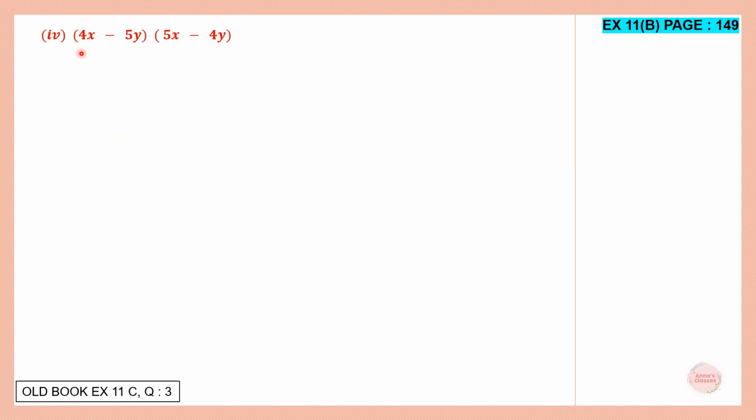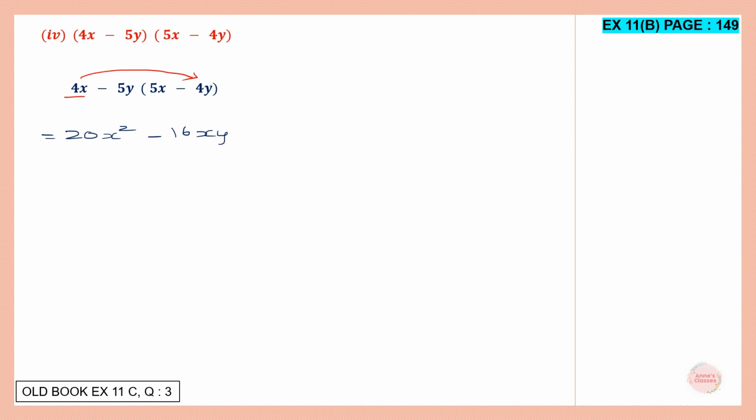Question 4, again a binomial into a binomial. So we can write any one of these first. So let's write this first and into this. So we have it here now. Now let's multiply the first term 4x into 5x. So 4 5s are 20. x into x is x square. Now let's go on to the next one. 4x into minus 4y. The sign is minus. 4 4s are 16. x into y is xy.